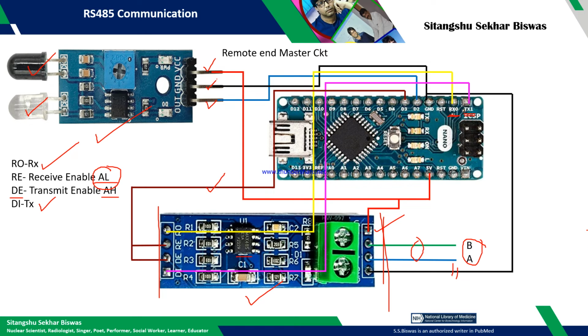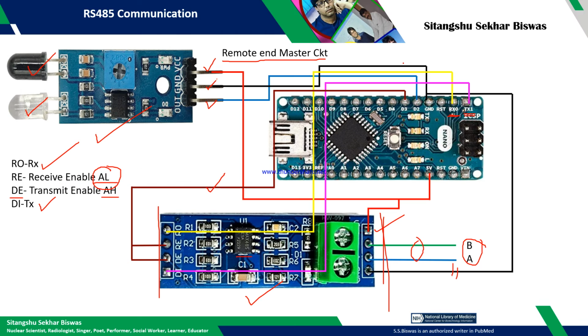So this entire circuit I named as the remote end master circuit. It's a master slave topology we are going to use. So this will be a remote end master circuit. Okay, so hope the connection is clear. Now I am coming to the code.